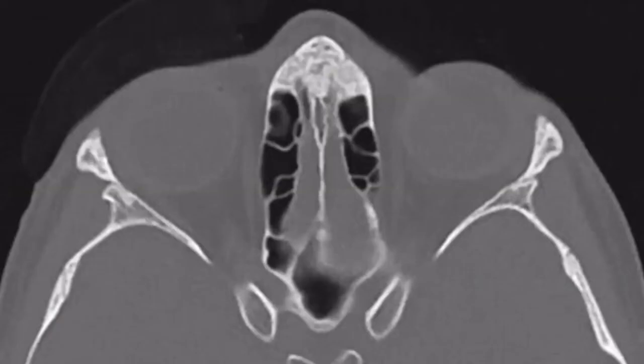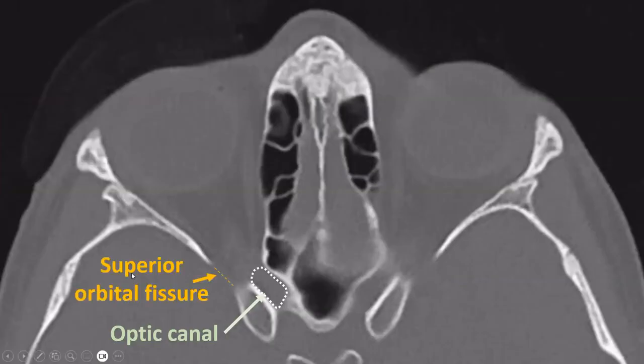We can also see them on axial images. Over here we have the optic canal for the optic nerve with the anterior clinoid process located laterally of it. And this opening over here is the superior orbital fissure.